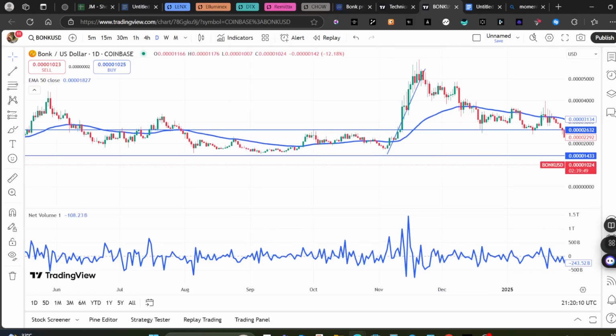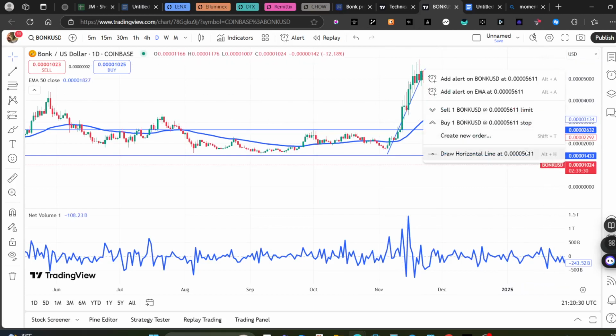So if the price is above the 50 EMA and the net volume indicator is showing strong positive net volume, that's a solid indication that the market is trending upward, and a long trade could be a good idea. Another great combination is using the net volume indicator with support and resistance levels.